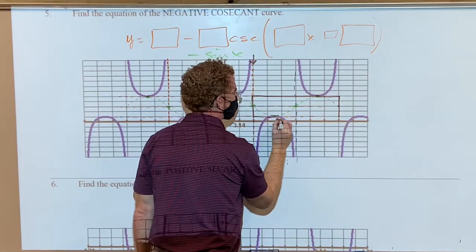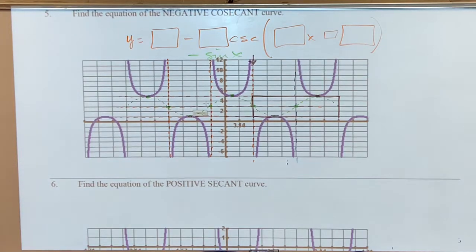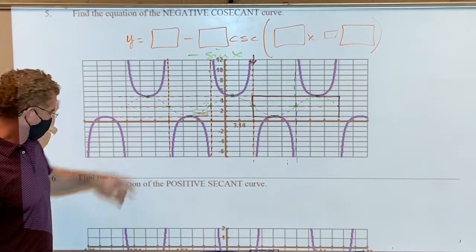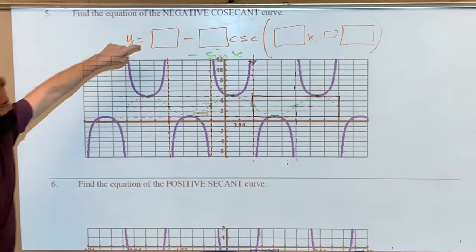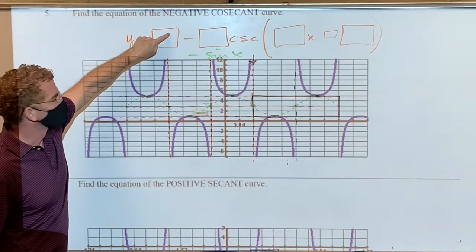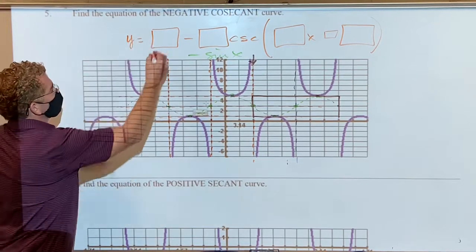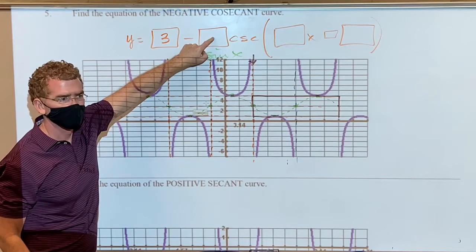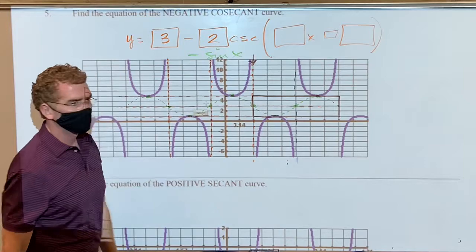And it's important that you do this because you've got to be able to find the right D value, A value, and length of the period. But if you picked a different box, if you picked that one as your phase shift, that's totally fine. So from this, what can I determine? What's this? Three. What's this? 2. What are you going to do next?